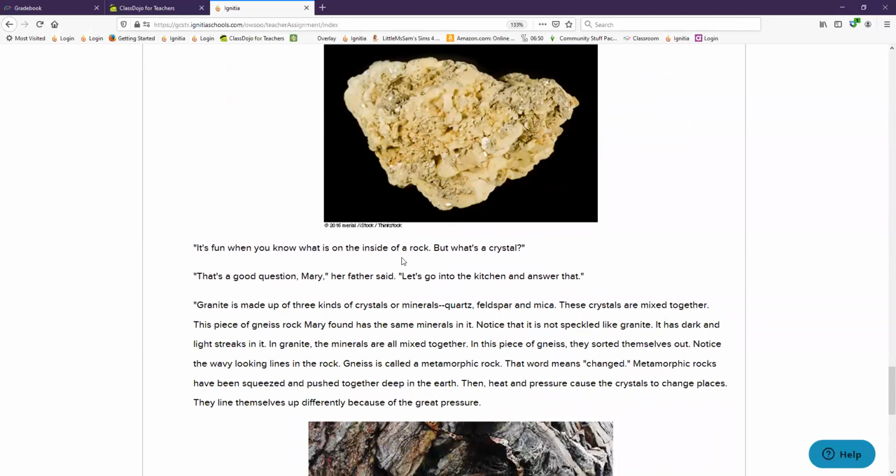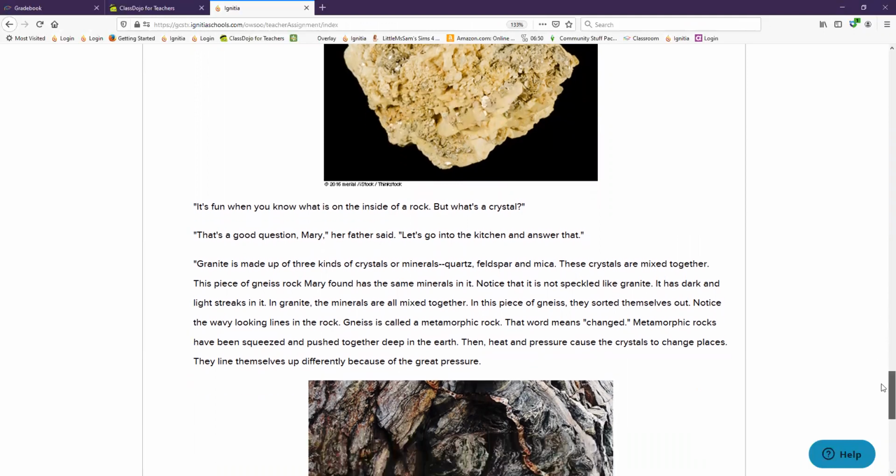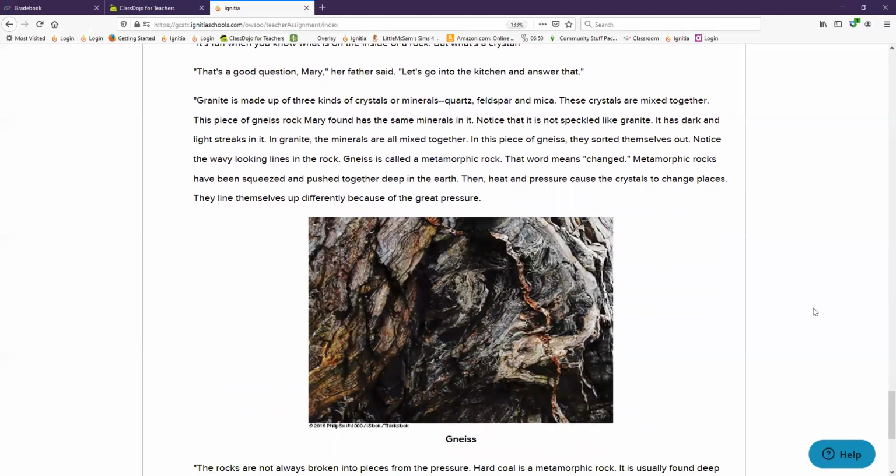It's fun when you know what's on the inside of a rock, but what is a crystal? That's a good question, Mary, her father said. Let's go into the kitchen and answer that. Granite is made up of 3 kinds of crystals or minerals. Here are the 3. Can you remember them? What is granite made up of? 3 kinds of crystals: quartz, feldspar, and mica. These crystals are mixed together.